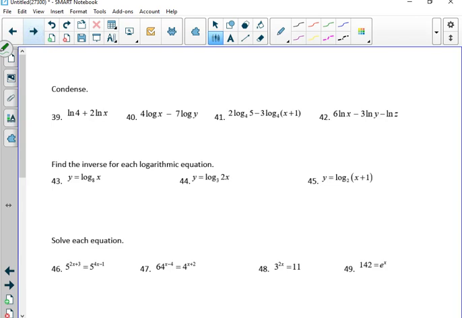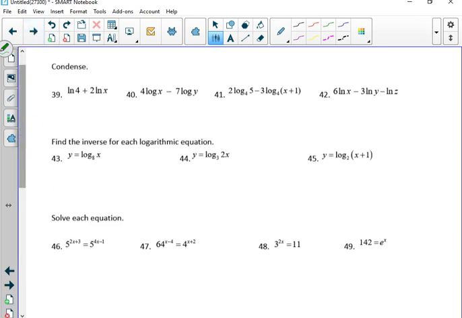Oh, not there. Here we go. Condense. Now remember, with condensing, we're only going to write ln once. Only once. Plus means times. So we're going to multiply this times this, and this is going to become the exponent. So this is really x squared right here. So it's just 4 times x squared, and you're done.